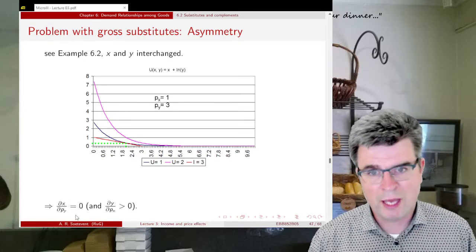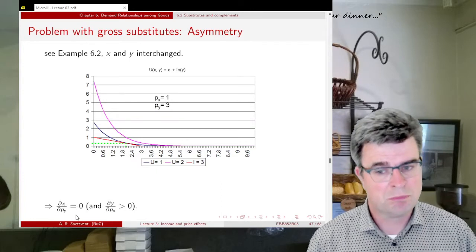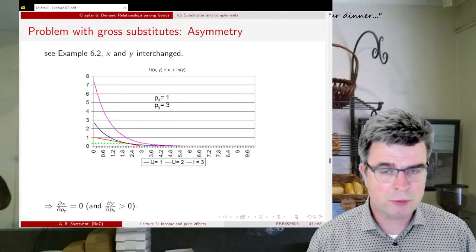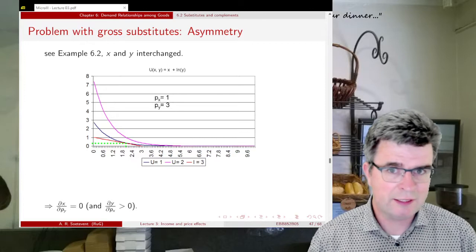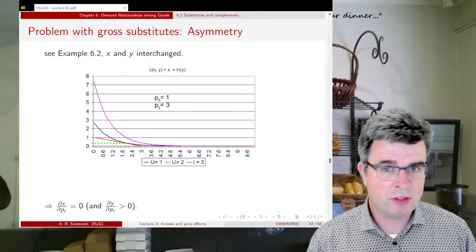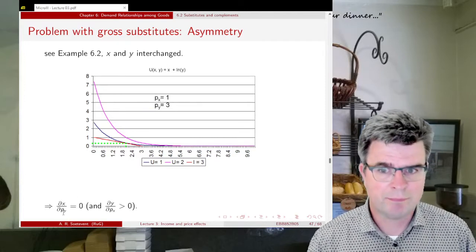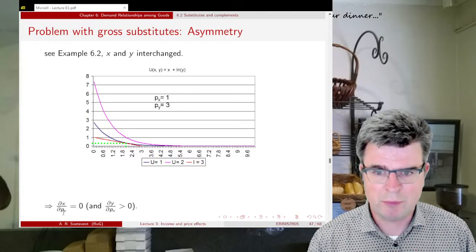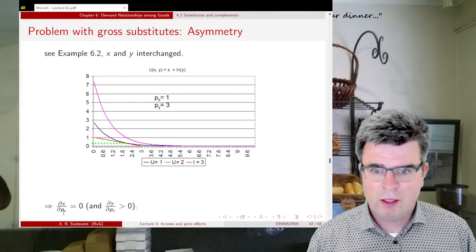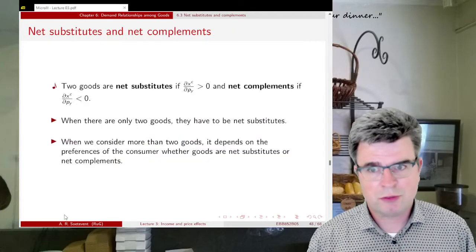So whether good X and Y are gross substitutes, well, if you look at this one, you would say yes. If you look at this derivative, you would have no idea. It doesn't seem to be that way. And that's a bit of a nuisance. Fortunately, there is a solution.